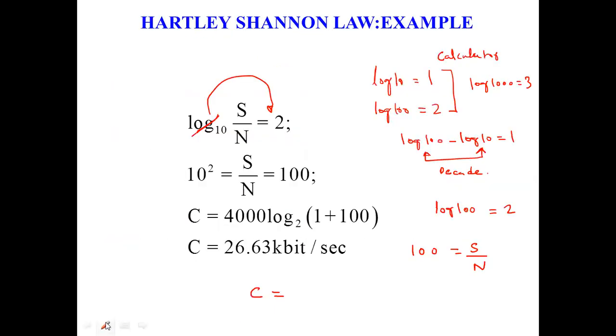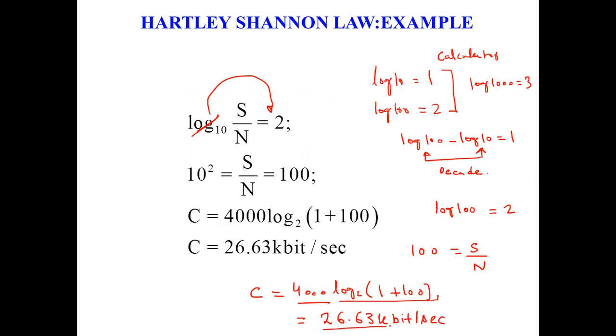Now here you will straight away put 4000 hertz times log to the base 2 of (1 plus 100). If you calculate log to the base 2 of (1 plus 100) and multiply it by 4000, you'll get an answer of 26.63 kilobits per second.